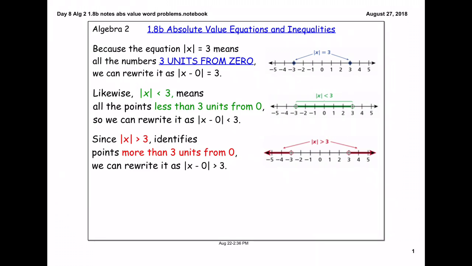1.8b, absolute value equations and inequalities. Because the equation, the absolute value of x equals 3, means all the numbers 3 units from 0, we can rewrite it as x minus 0 equals 3.